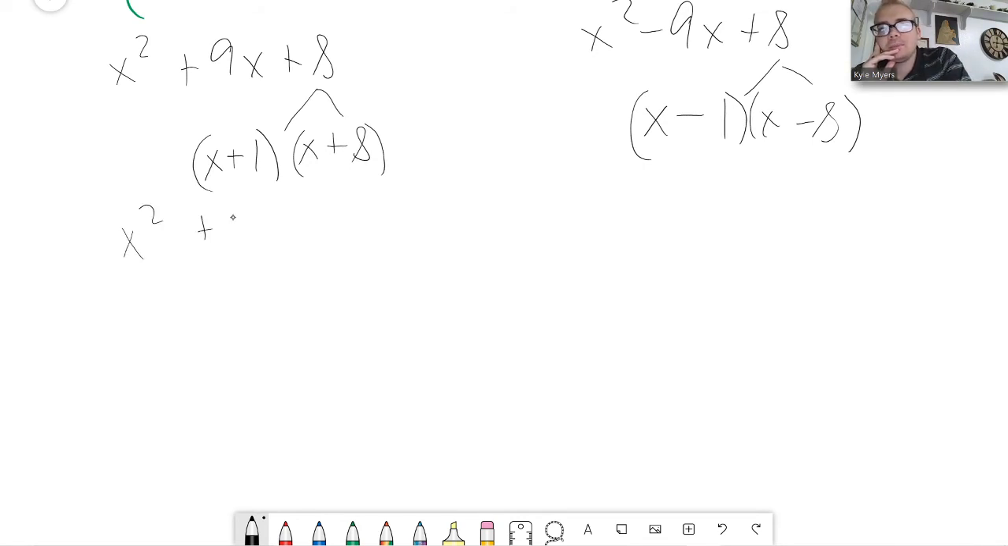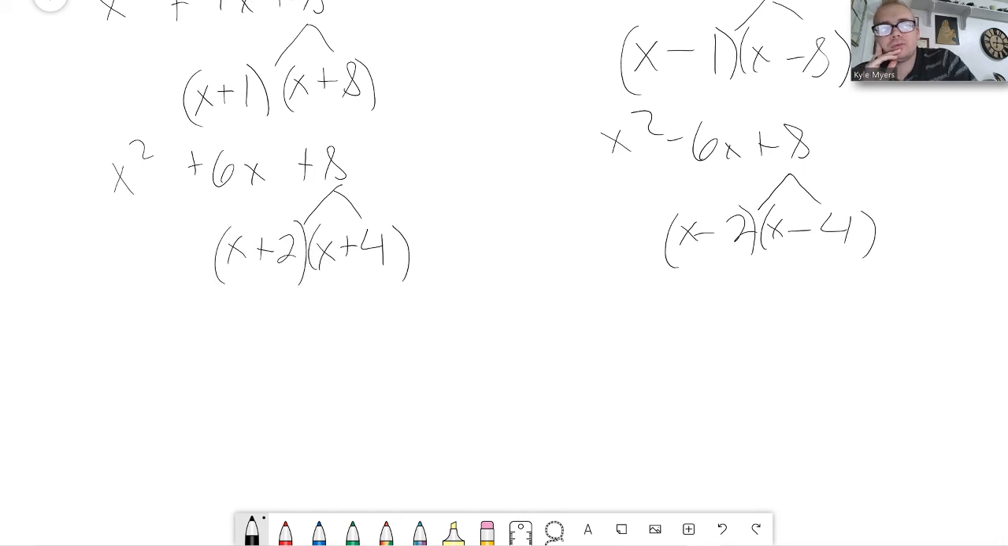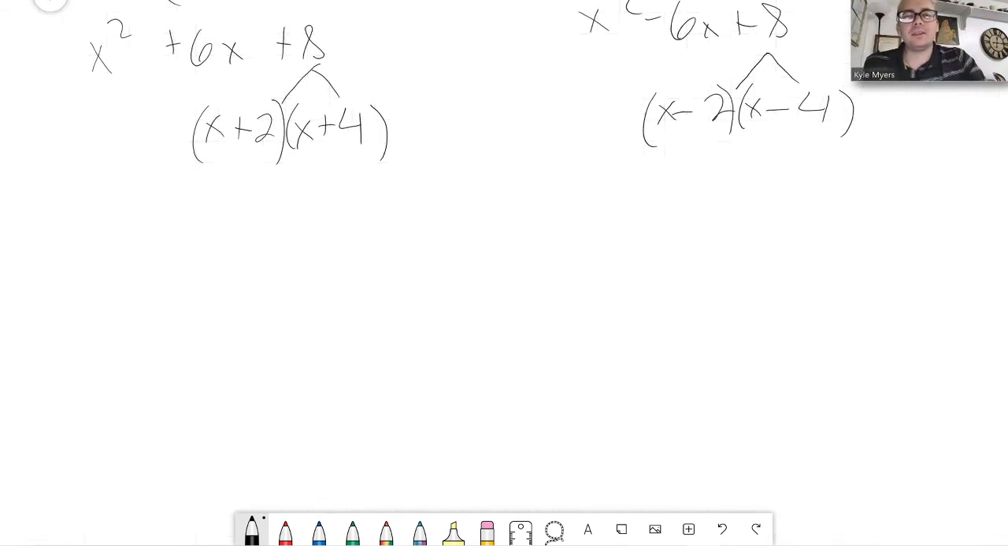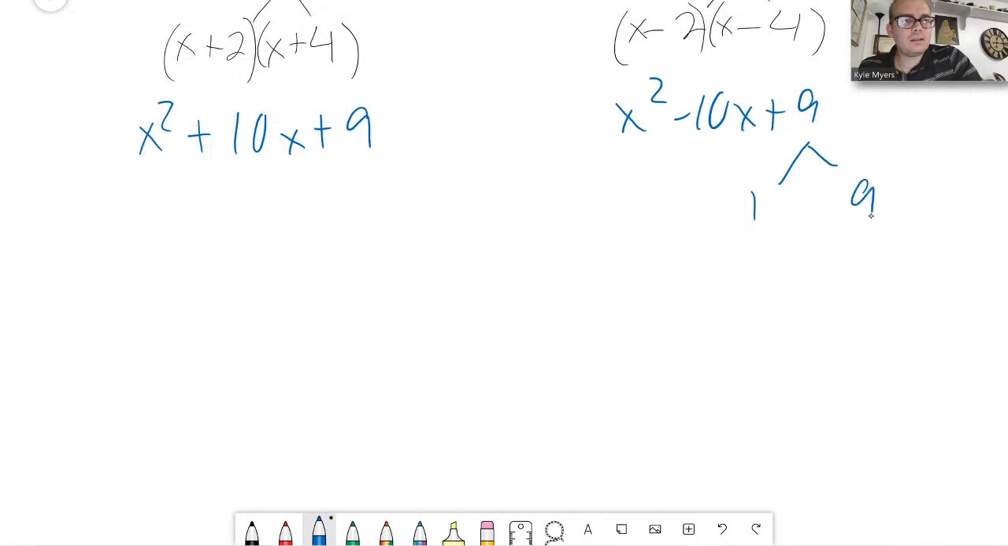x squared plus 6x plus 8, x squared minus 6x plus 8. 8 is 2 times 4 minus minus. It is also 2 times 4 again, but with pluses. And we are done with 8. Next up is 9. x squared plus 10x plus 9, x squared minus 10x plus 9. So we have 1 and 9. 1 and 9 plus.